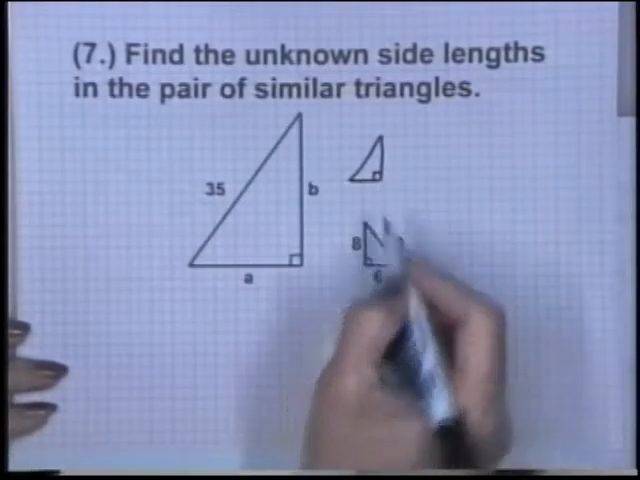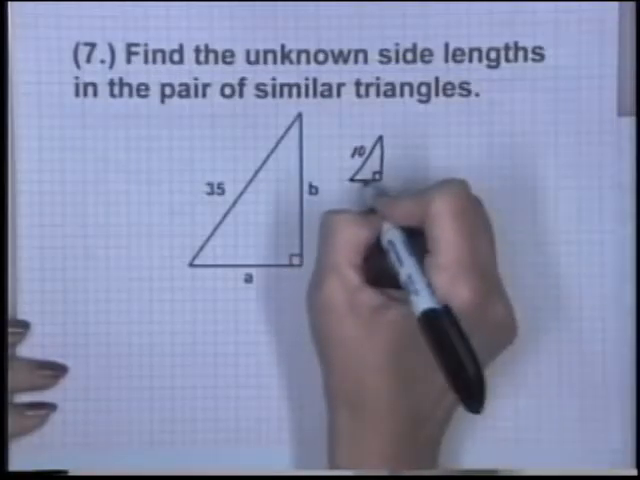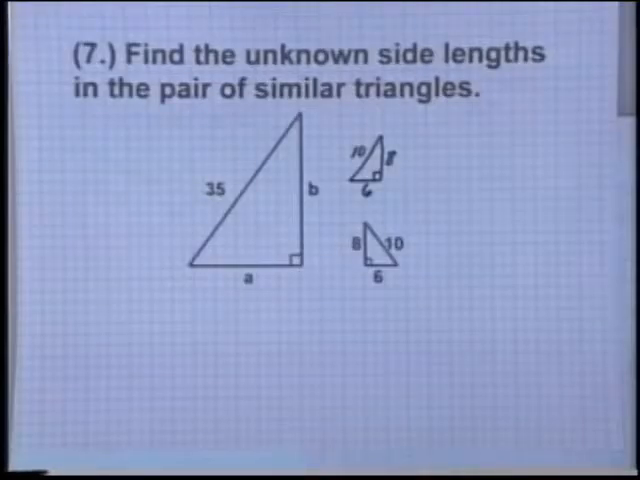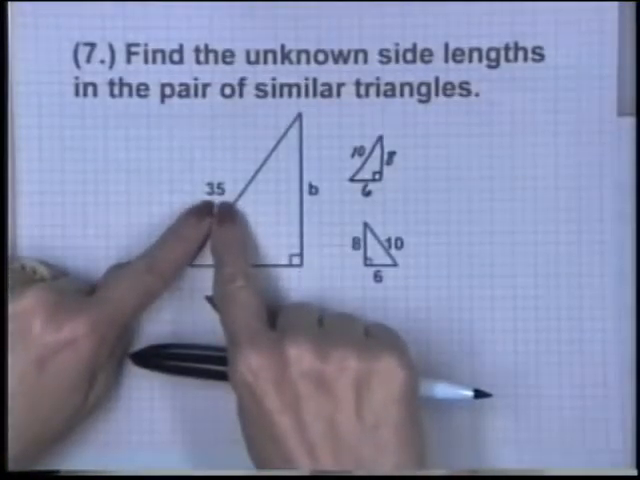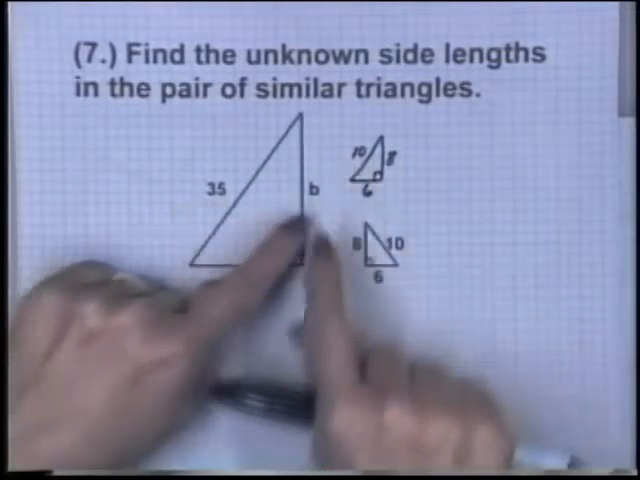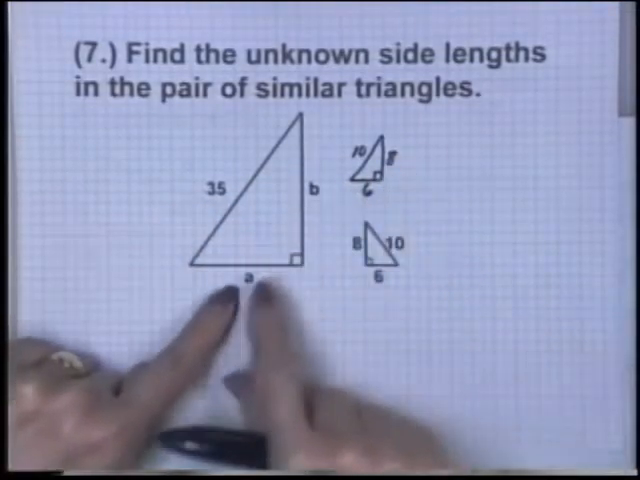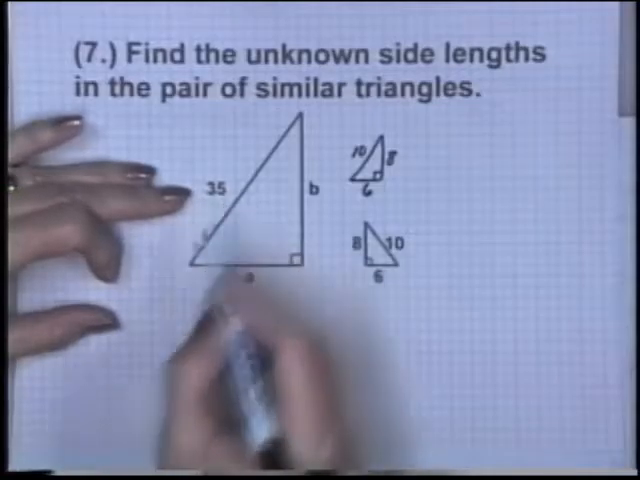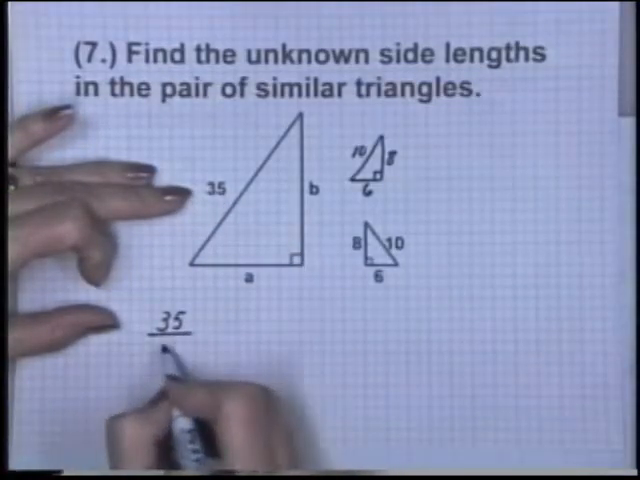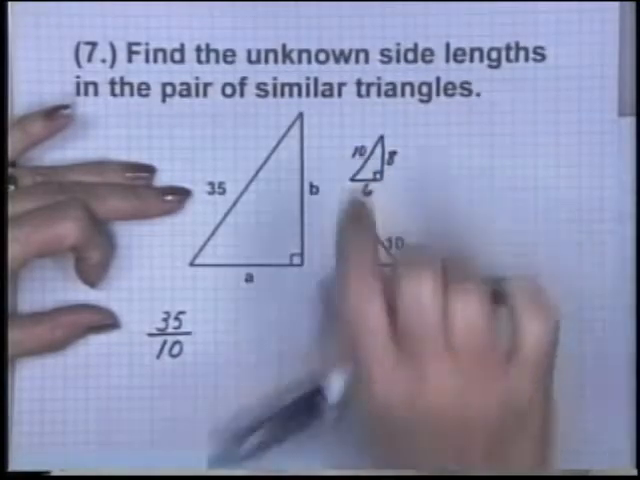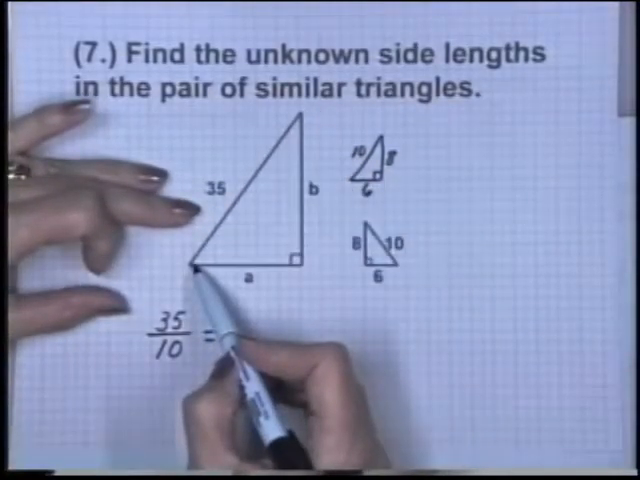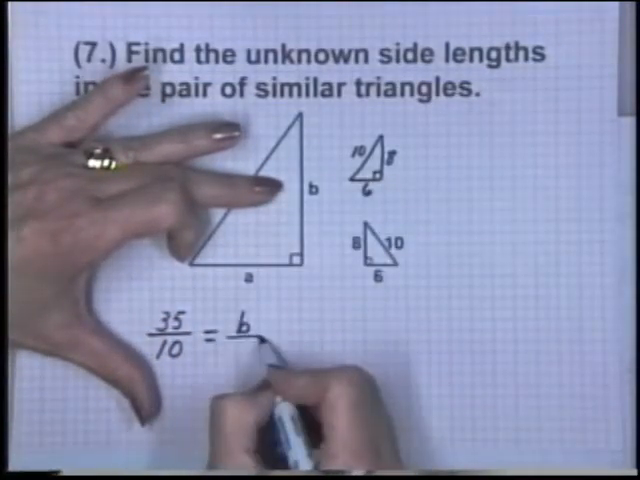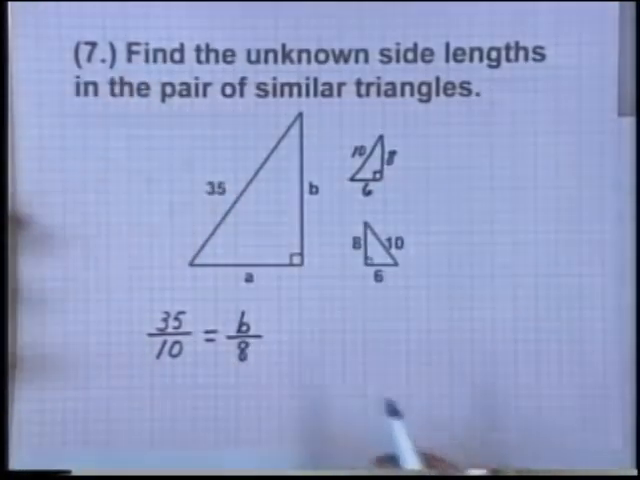The side across from the right angle measures 10, this bottom side measures 6, and of course this side measures 8. It may be easier for you to identify in that case that the 35 corresponds to the 10, that the B corresponds to the 8, and that the A corresponds to the 6. So when we set up a proportion, we will say that 35 is to 10, its corresponding side. Notice the side from the large triangle is to the side from the small triangle, as B is to 8.